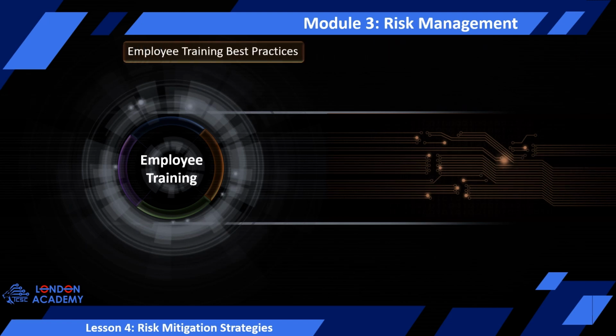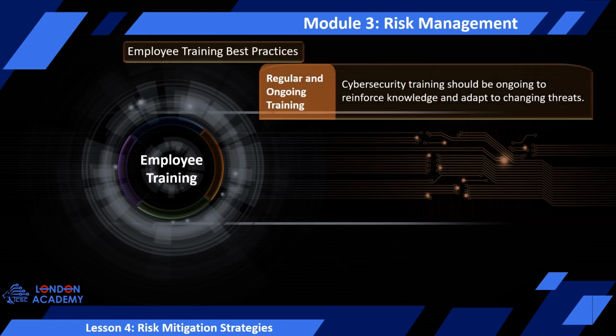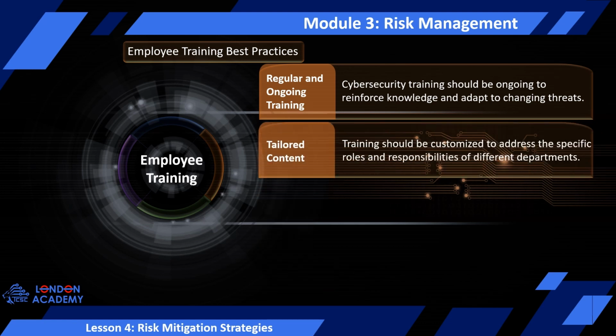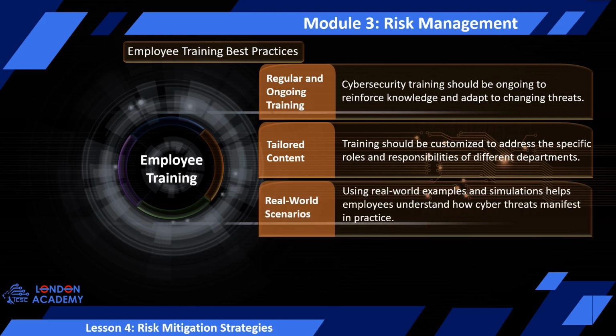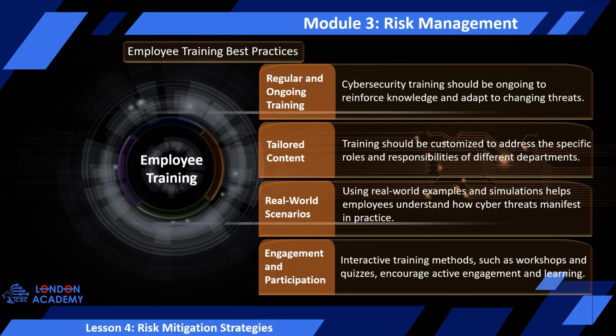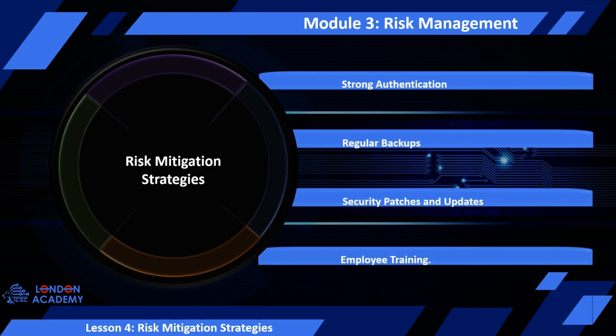Best practices for employee training. Regular and ongoing training. Cybersecurity training should be ongoing to reinforce knowledge and adapt to changing threats. Tailored content. Training should be customized to address the specific roles and responsibilities of different departments. Real-world scenarios. Using real-world examples and simulations helps employees understand how cyber threats manifest in practice. Engagement and participation. Interactive training methods, such as workshops and quizzes, encourage active engagement and learning.